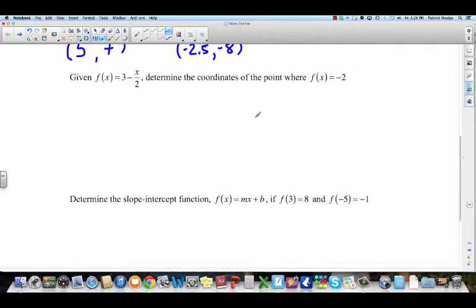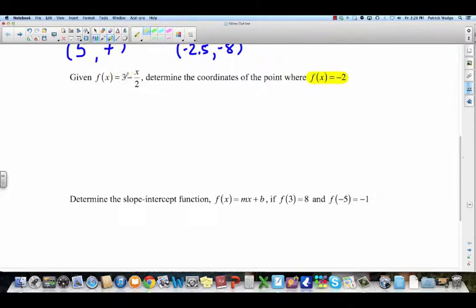Next question. Given f of x equals 3 minus x divided by 2, determine the coordinates of the point where f of x equals negative 2. Whoa, what's this asking? Well, if you notice over here, it says that f of x equals negative 2. It's not saying the input's negative 2, it's actually saying the output's negative 2. It's like the y value is negative 2, right?